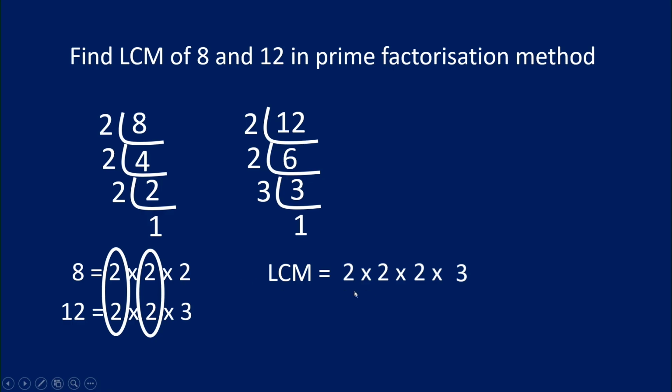So 2 into 2 is 4, 4 into 2 is 8, 8 into 3 is 24. The LCM of 8 and 12 is 24. So students, try to write the prime factorization in this manner, find the common prime numbers and write those here, and the remaining leftover numbers we should write here. Okay, so let us look into another example to find the LCM of two numbers in the prime factorization method.